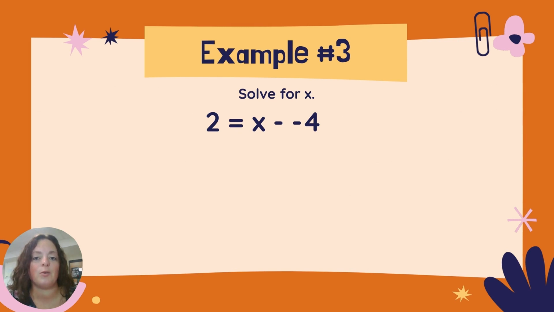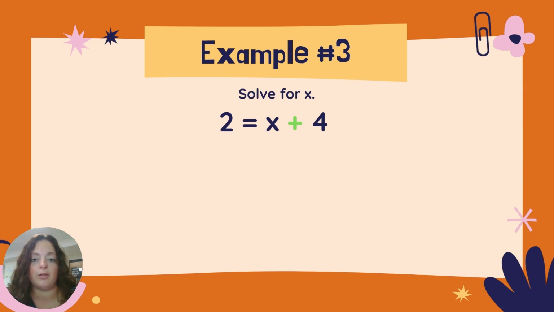Example number 3, 2 equals x minus negative 4. You might see it like this with the parentheses around the negative 4. Those parentheses are really just there to separate the signs, the minus, negative, so that they don't get too confusing or blend together. It really means the same thing without. So remember that subtracting means we add the opposite. So we change the x minus negative 4 to x plus positive 4.